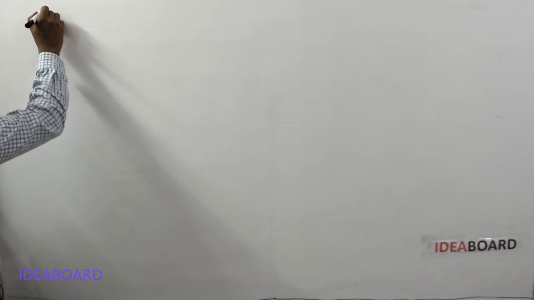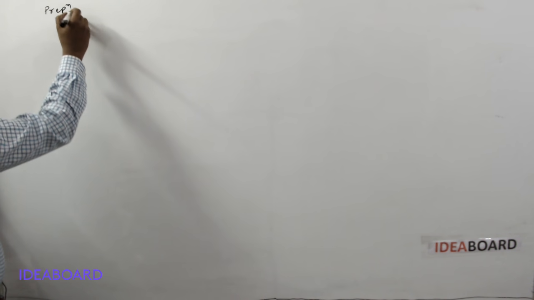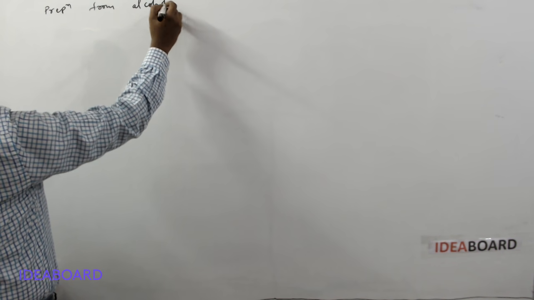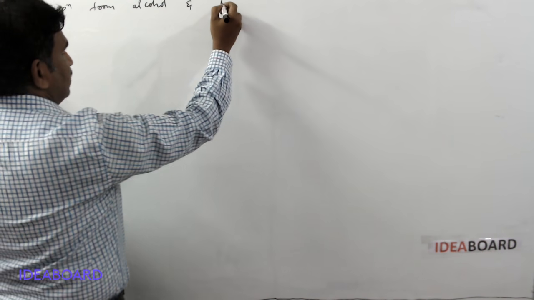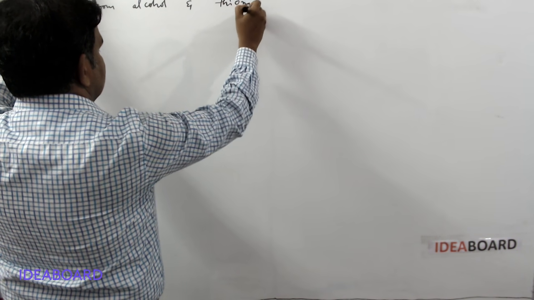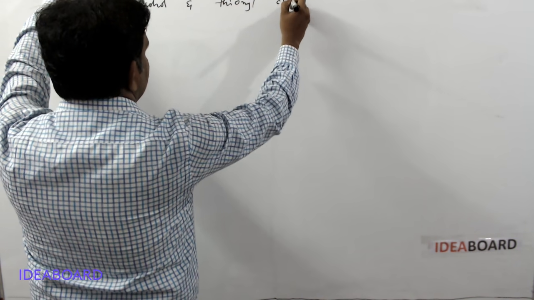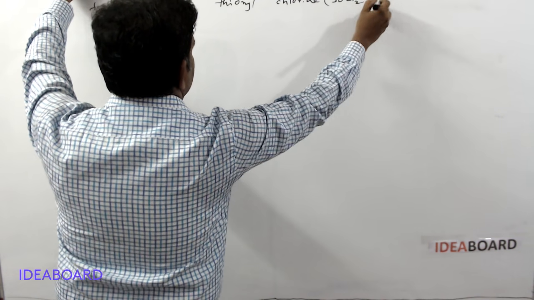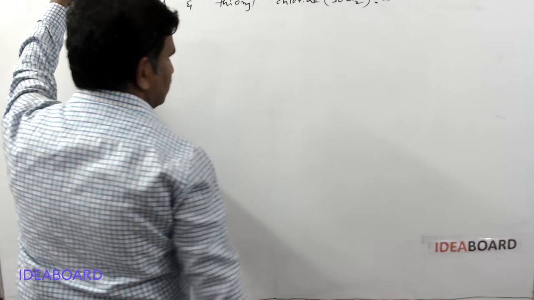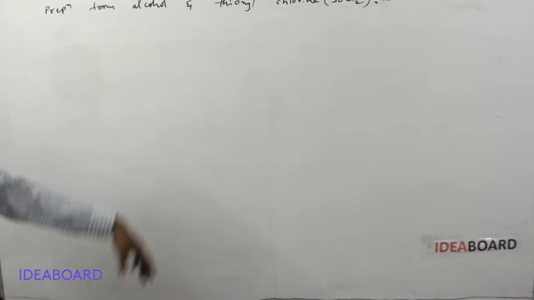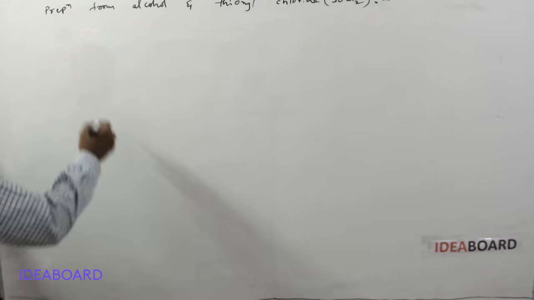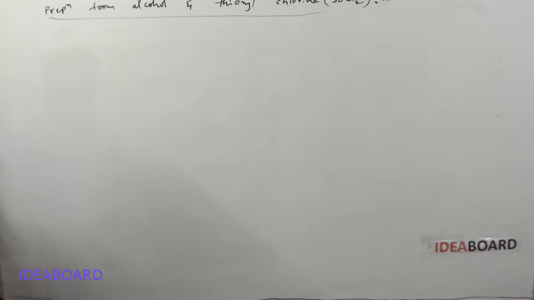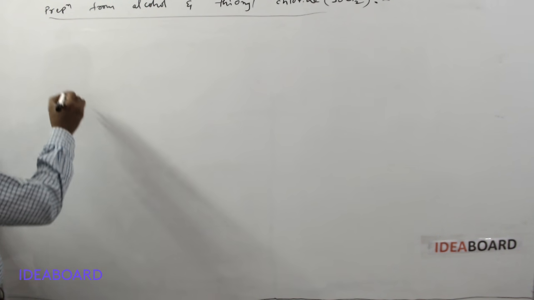Next important one, preparation from alcohol and thionyl chloride. Here thionyl chloride means SOCl2. In this there are two types: in the presence of pyridine and in the absence of pyridine. Here we look at the preparation of alkyl halides from alcohols and thionyl chloride.